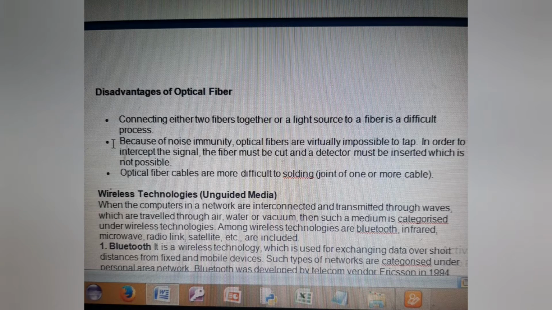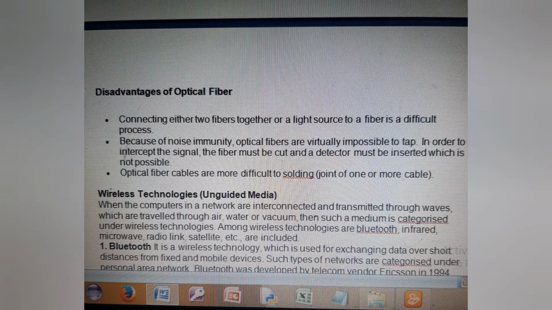Because of noise immunity, optical fibers are virtually impossible to tap. So if you want to tap the optical fiber signals, it is impossible. To intercept the signal, the fiber has to be cut and a detector has to be inserted in between so that the signals can be easily detected.